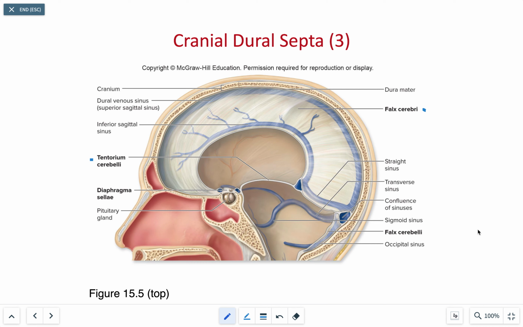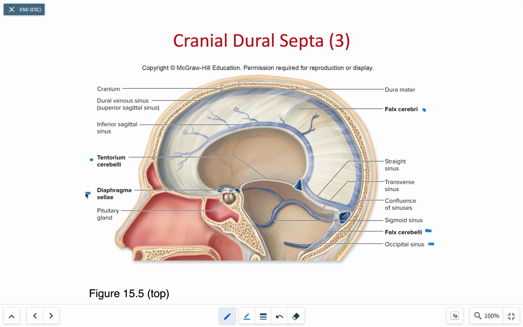The next one is going to be the falx cerebelli. So we're more in the inferior portion. The falx cerebelli is going to divide the left and the right cerebral hemispheres. So this is going to cut all the way through the brain. What we see here is the occipital sinus. The sinus is basically a vein, and it'll be running along the posterior vertical border of this falx cerebelli.